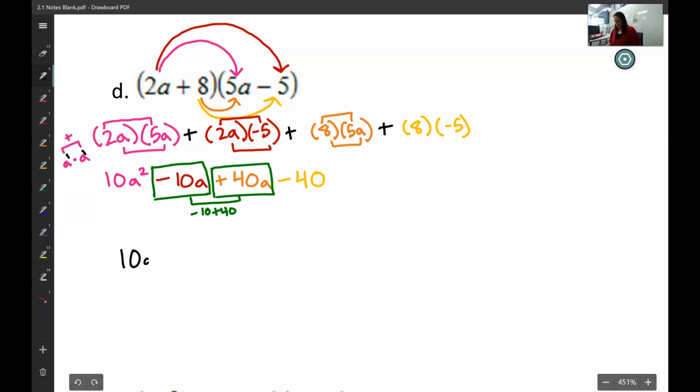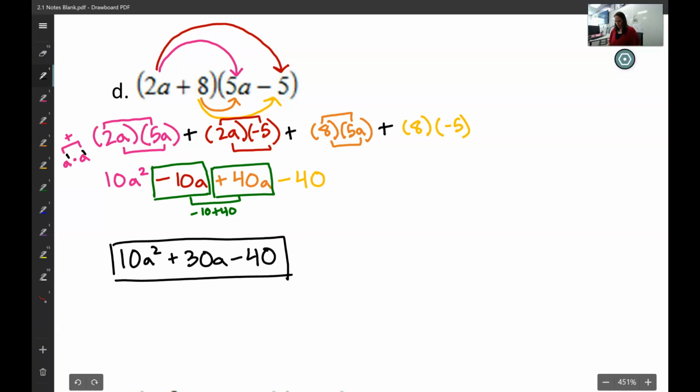So the 10a squared didn't have any like terms, so I just copy it down. These middle ones had a like term of a, so negative 10 plus 40 is a positive 30a. And then my negative 40 didn't have any like terms to combine, so I just leave it there. Last thing to check, is it in descending order? Yep. So now we are done.